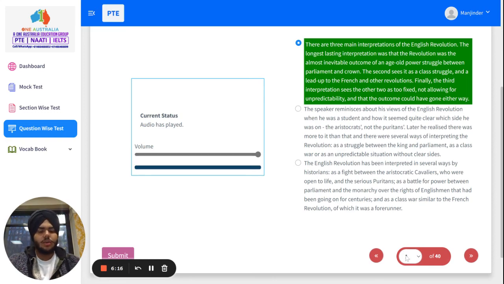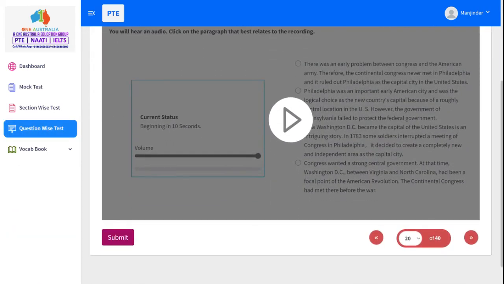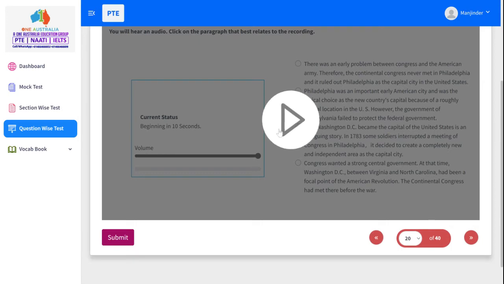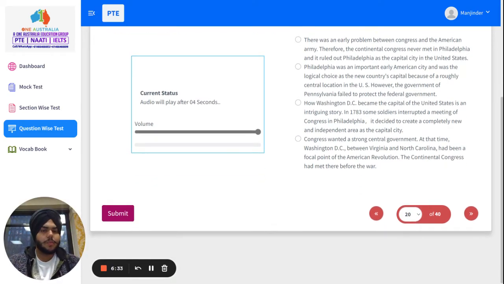Now let's switch it up a little bit. Let's go to question number 20. As I said earlier, listen carefully. The recording will start in 5 seconds now.